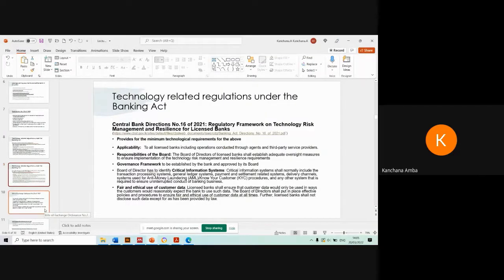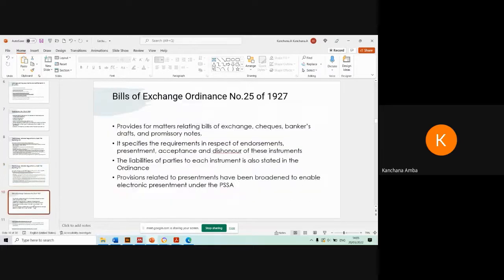Next, those are the two recent bank supervision directions, regulations relating to technology, digital banking, digital payments. Then we have the Bills of Exchange Ordinance, which you all have already studied, I think. It relates to checks mainly, what is applicable in our case in terms of payments. And it has the provisions to present, accept, and dishonor these instruments.